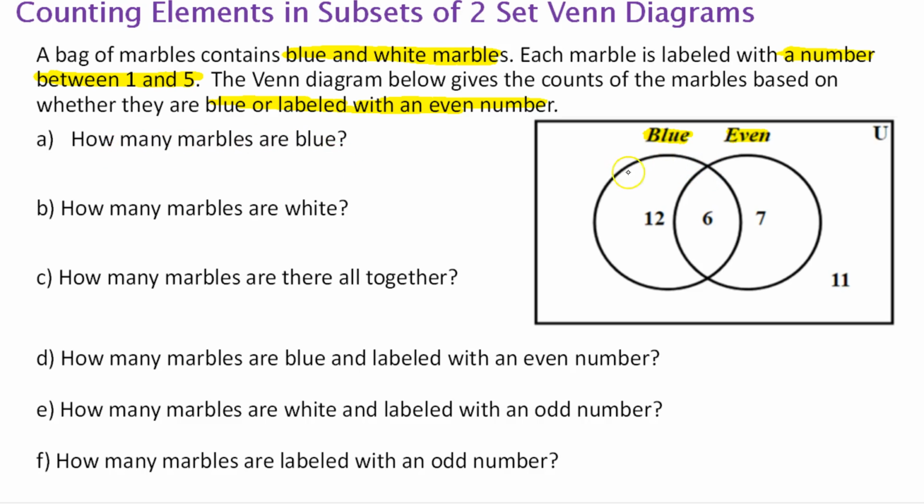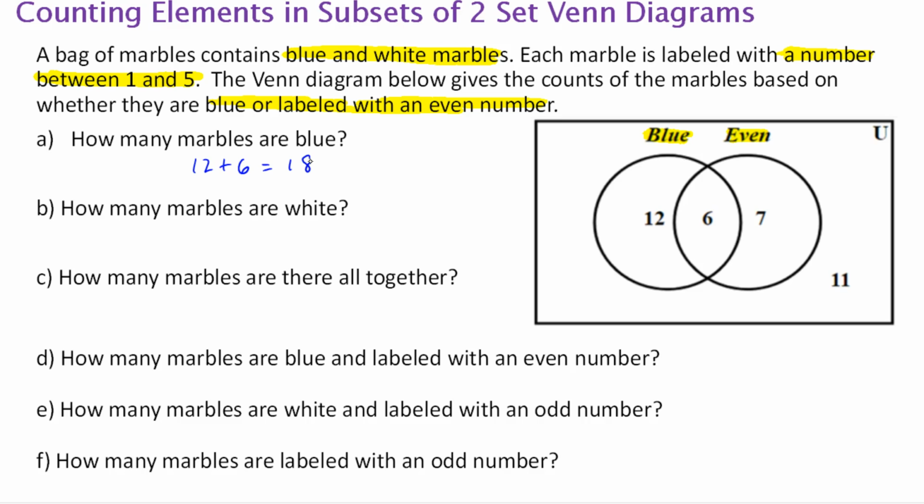Okay, so here's the blue circle. It doesn't ask us anything about them being even or not. It doesn't say how many marbles are only blue. So the blue marbles are any marbles in these two disjoint parts in this circle. So there are 12 plus 6 equals 18 blue marbles.